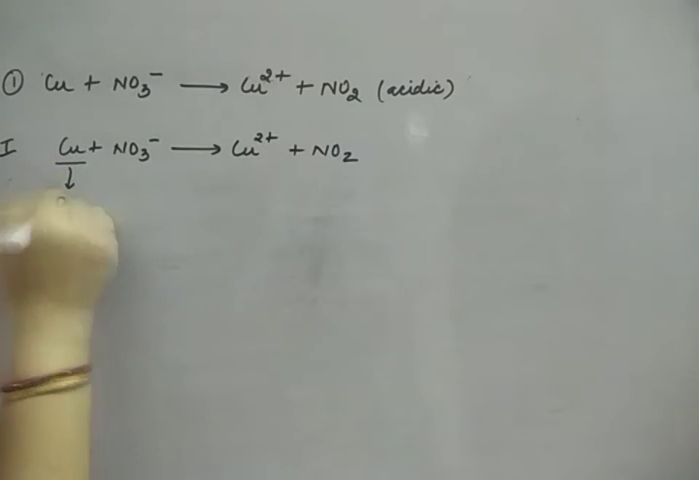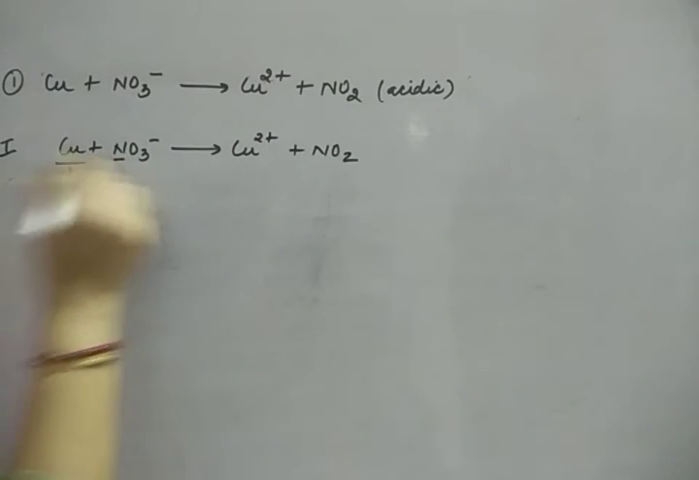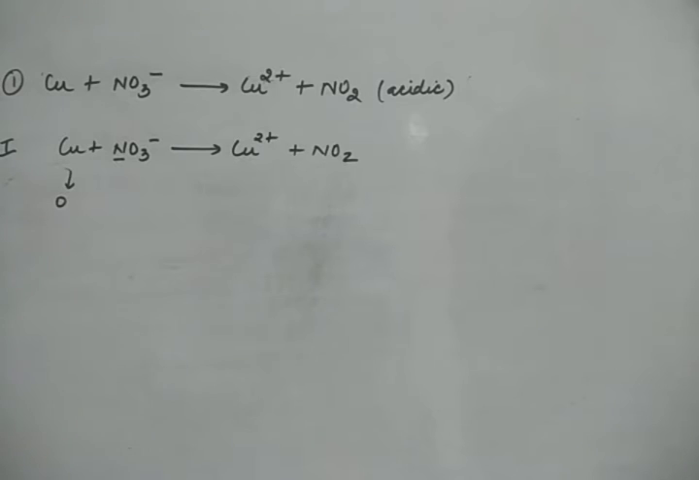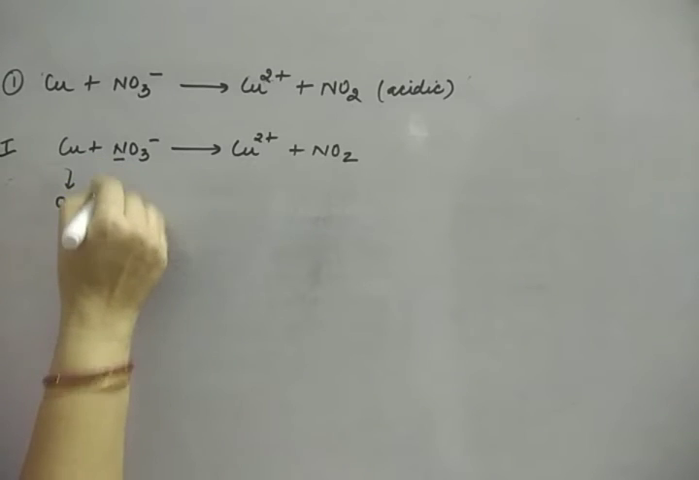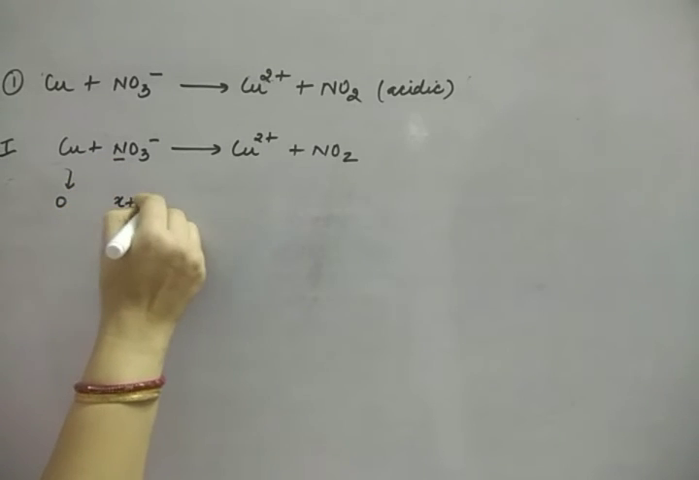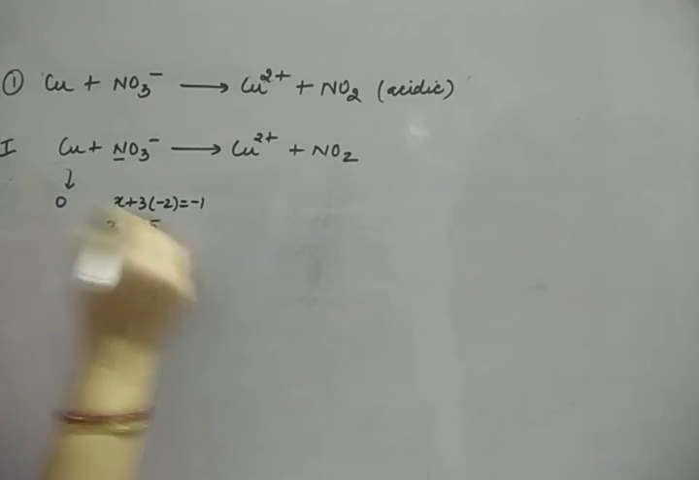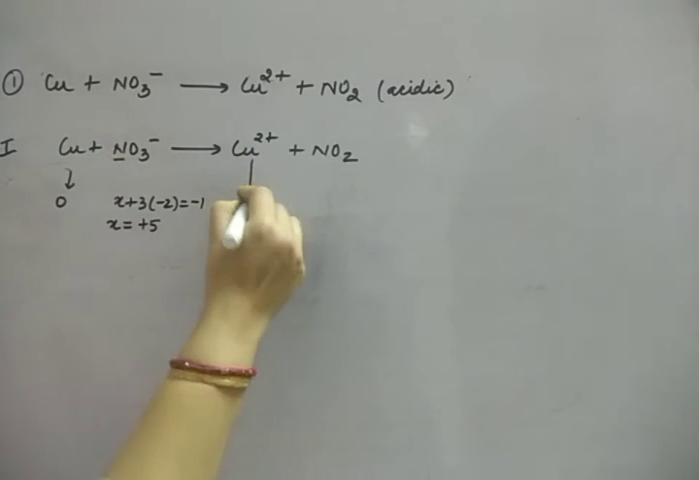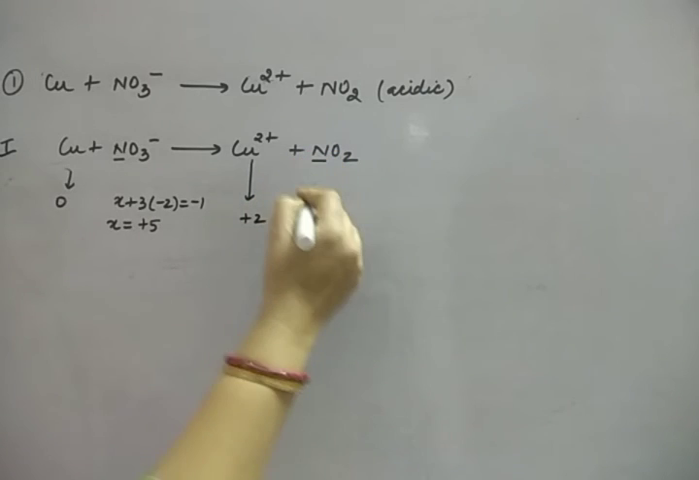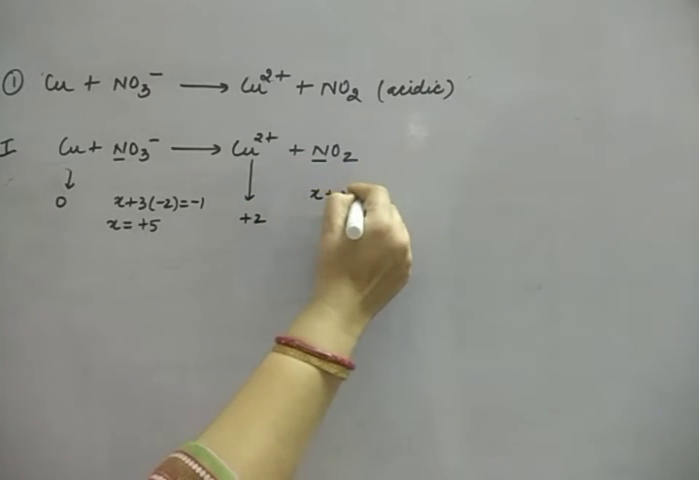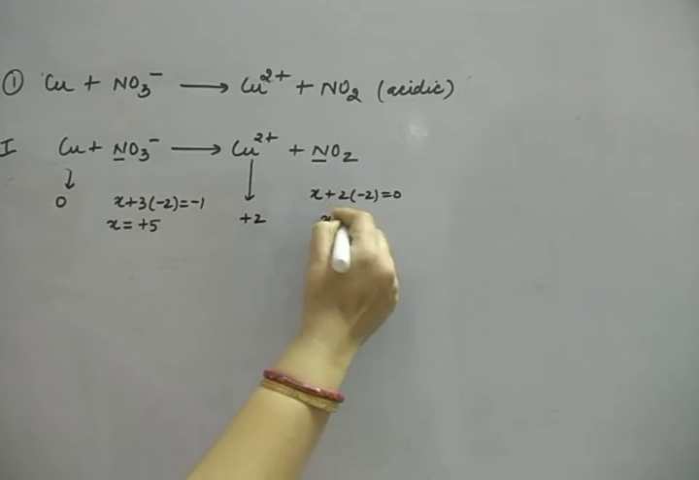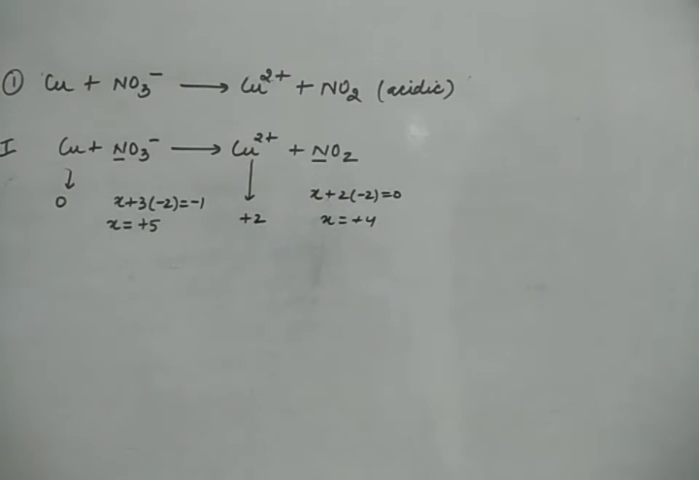Here it is 0. Here I will calculate for nitrogen, because oxygen I already know. What is the charge on oxygen? It is -2. So I will calculate the oxidation state of nitrogen here: x plus 3 into -2 equal to -1, or x equal to +5. So nitrogen is +5. Now here copper is +2. Now what is the oxidation state of nitrogen? x plus 2 into -2 equal to 0, or x equal to +4. So we have calculated the oxidation number of all the atoms.